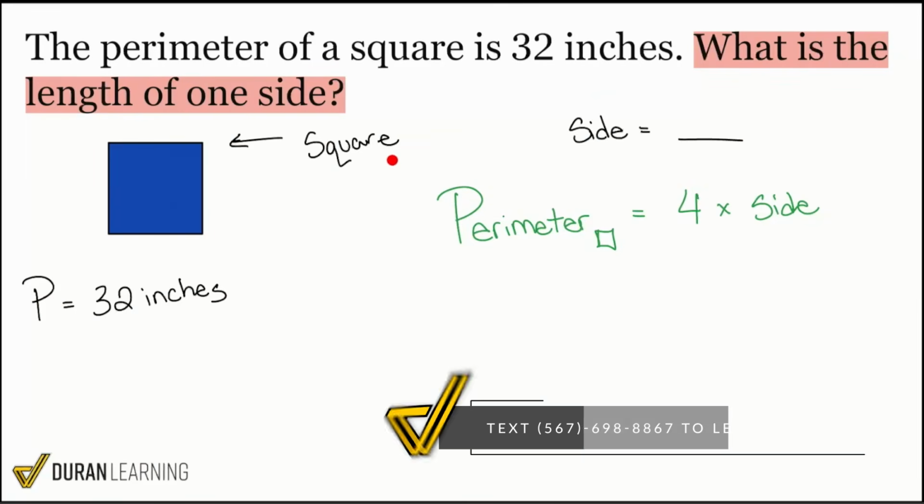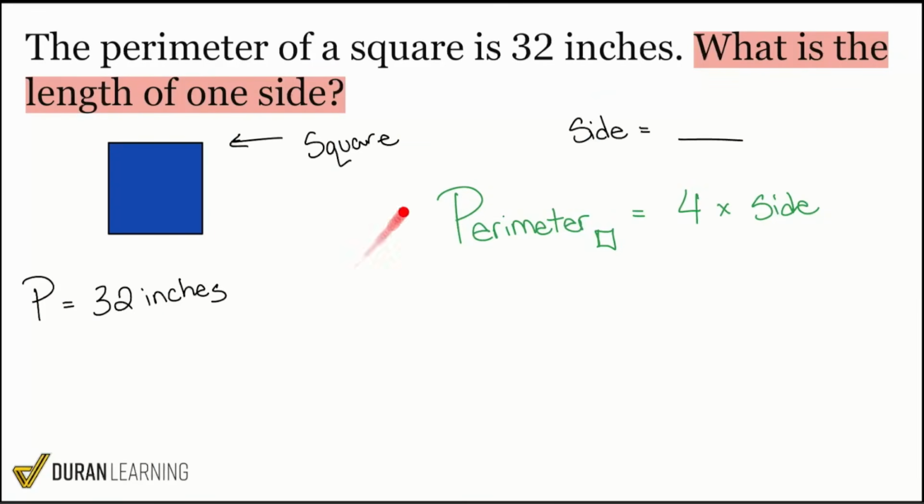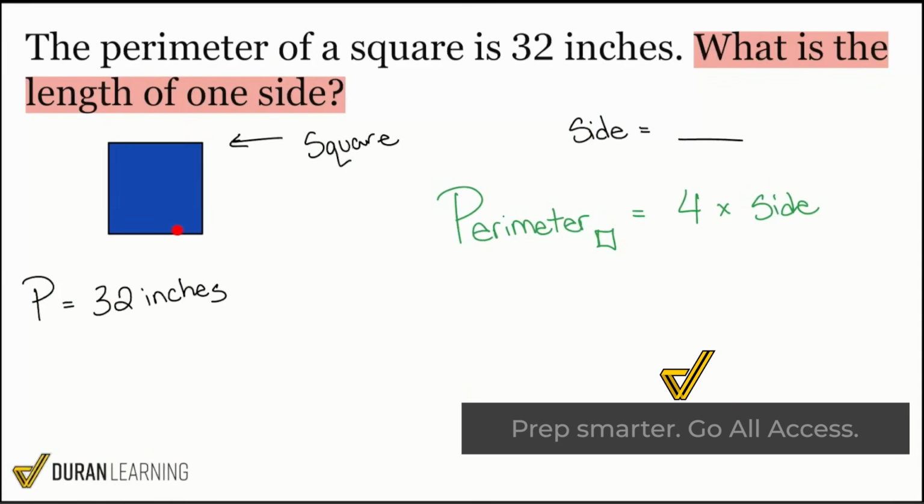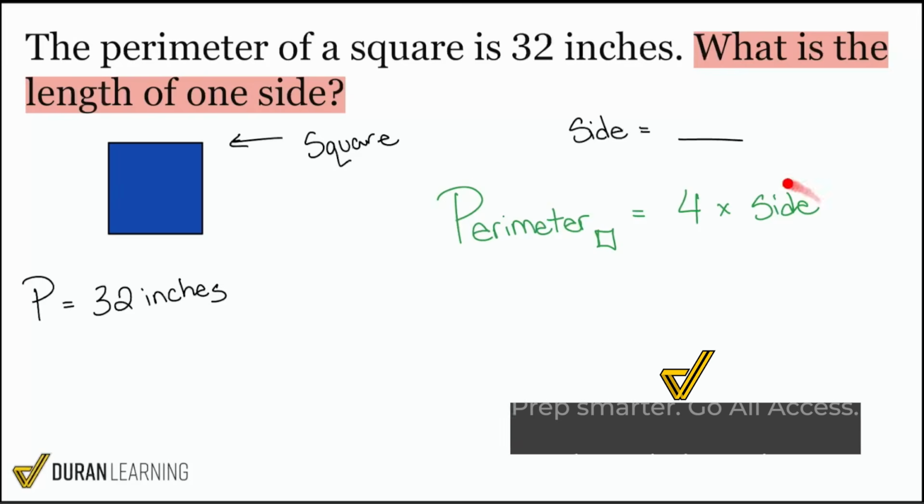You know it's a square, you have the perimeter, and you're looking for the side. We're dealing with a square. Here's the perimeter, here's the side. So we know that this formula is connecting what we want with what we have. We know this is a solid connection.